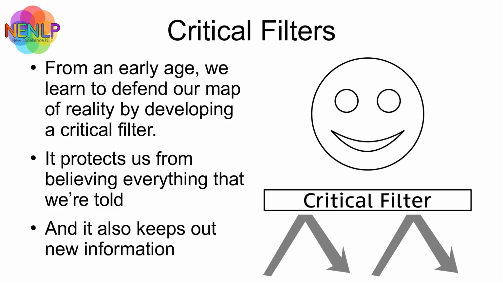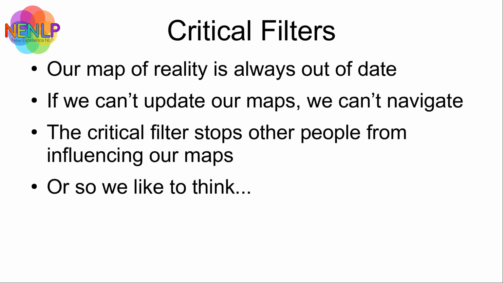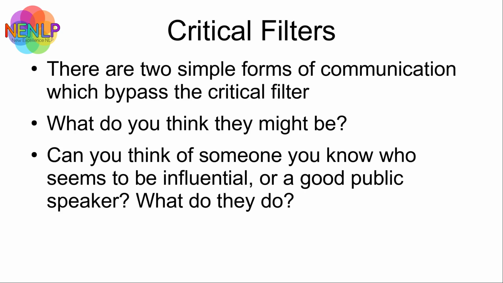So this critical filter serves a very useful purpose. However, it also keeps out new information. And it means that our map of reality is always out of date. And if we can't update our maps, we can't navigate. The critical filter stops other people from influencing our maps, or so we like to think. Because actually there are two simple forms of communication which bypass the critical filter. What do you think they might be?